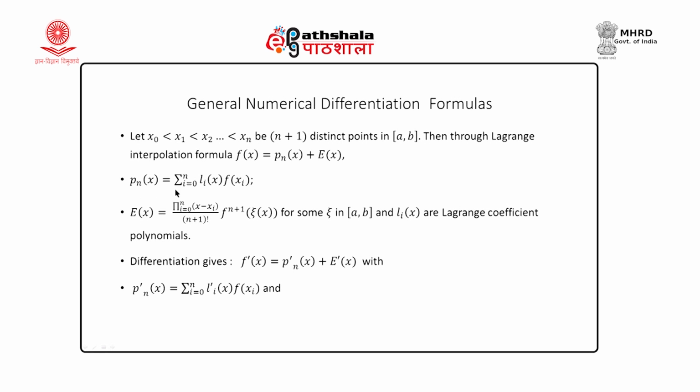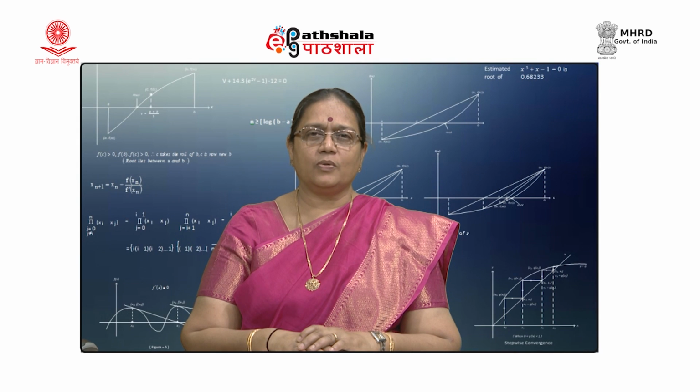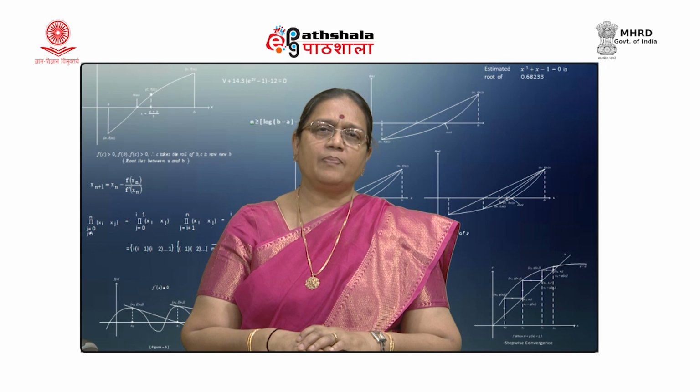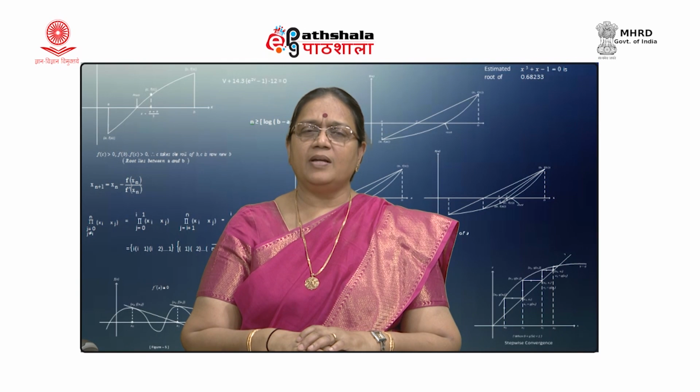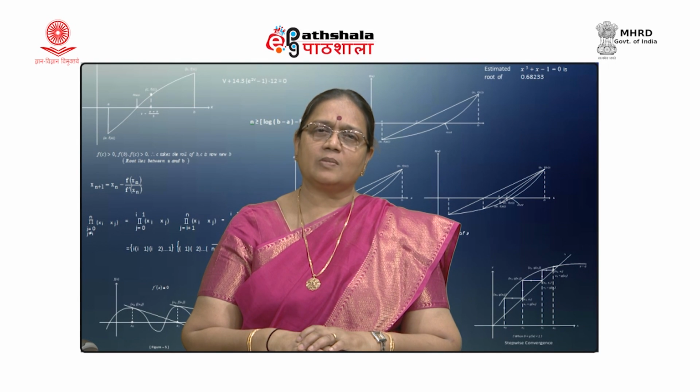So, p n x is very well given by summation i equal to 0 to n L i x into f x i, where L i x are the Lagrange's coefficients, each of them a polynomial of degree n. The numerator in L i x is the product of x minus x j, that is x minus x 0 into x minus x 1 up to x minus x n, where the x minus x i term is missing. For example, L 0 x is x minus x 1 into x minus x 2 up to x minus x n. L 1 x will be x minus x 0 into x minus x 2, with x minus x 1 missing, up to x minus x n.